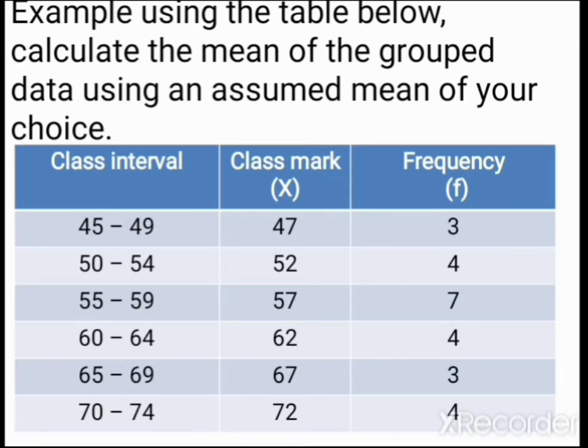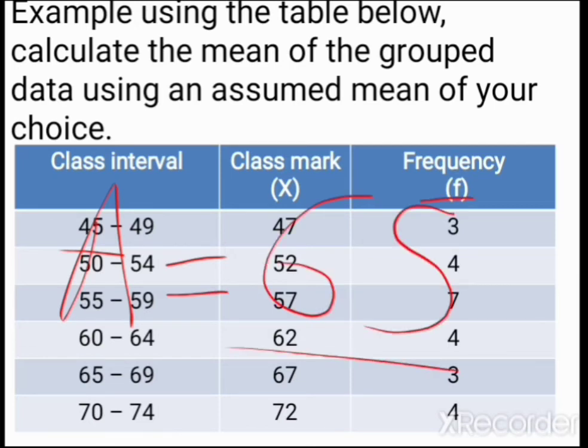So what I will do is use the assumed mean of my home address. My home address is 65. So I'll be using 65 as my assumed mean, so A will be equal to 65. That's my home address. Don't ask me the street, don't ask me the state, and don't ask me the local government. So I'll be using this 65 as my assumed mean to calculate. So let's solve.